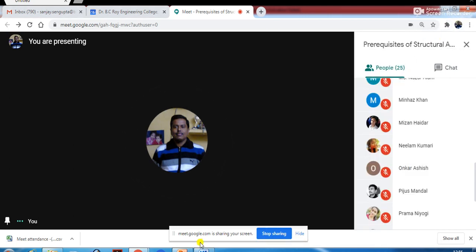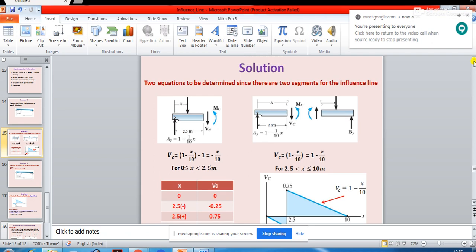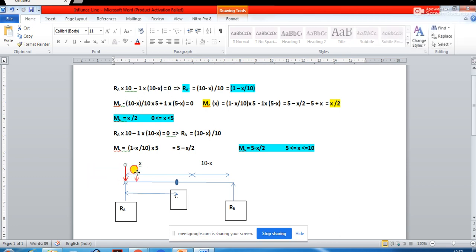Okay. Now see, for this shear force, two equations. See, in this case also you will have to find out two equations, because like the case of the bending moment diagram, in the case of shear force also, what will happen? The load will enter first over here, then the load will move, and then it will reach this point C.